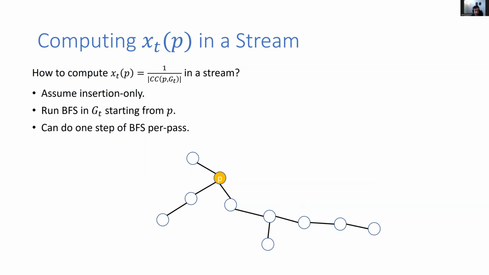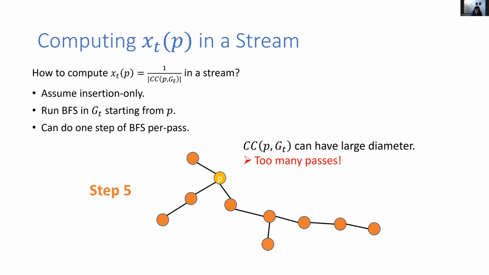I need to explore the connected component. So on the next pass over the stream, I can find all the points that are within distance t to p. These are the points that are adjacent to p. And so now I mark all those points. And then on the next pass, I could do another step of BFS by marking all the points adjacent to those points. And then on each subsequent pass, I can make one step of the BFS and so on. And so this is how one could explore the connected component.